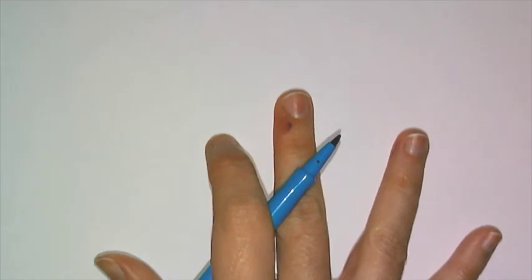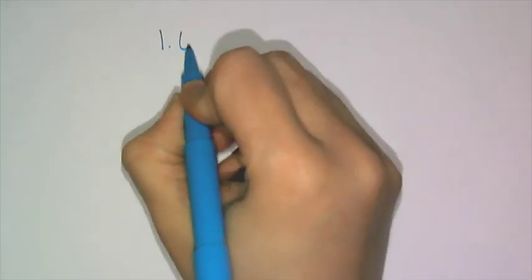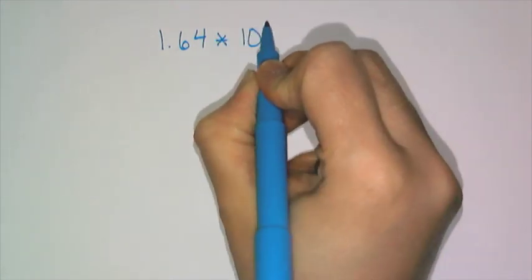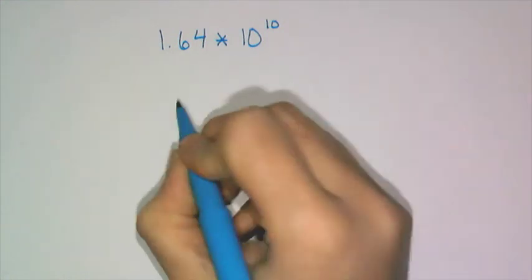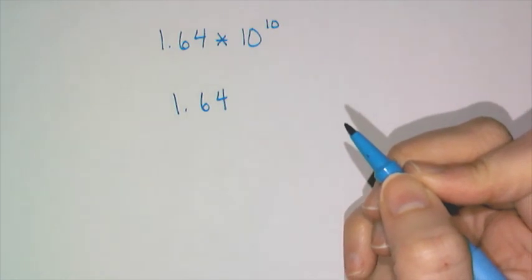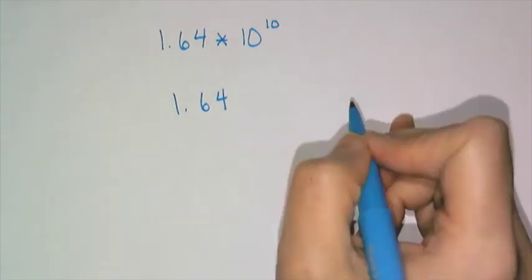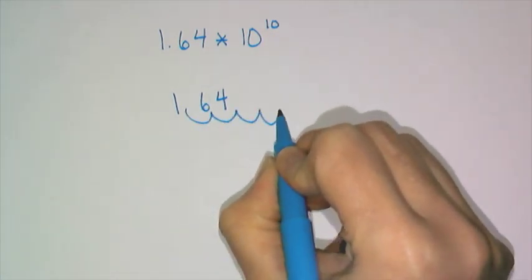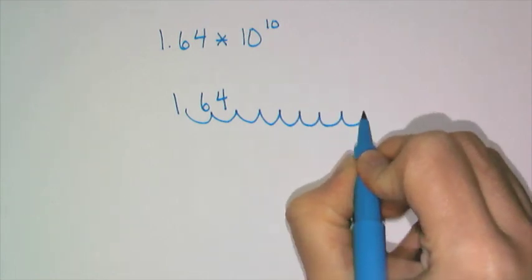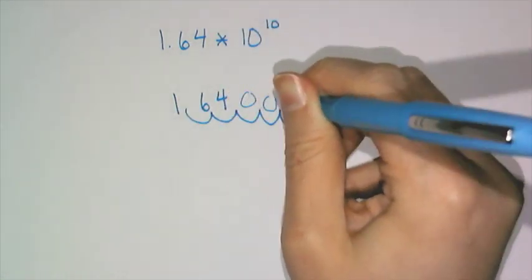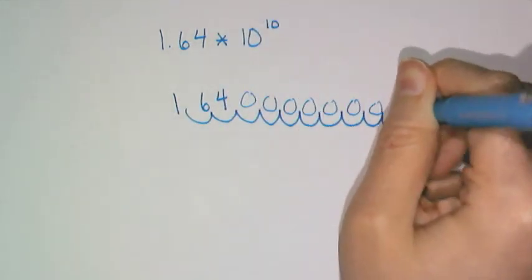Now let's convert from scientific notation to standard notation, meaning the normal way numbers look. So if I have 1.64 times 10 to the 10th power, then I'm going to write 1.64, and I need to move the decimal 10 spaces in this direction because a positive 10 power means a big number. So I have 1, 2, 3, 4, 5, 6, 7, 8, 9, 10. And what I need to do in these empty spaces is add my 0 placeholders.